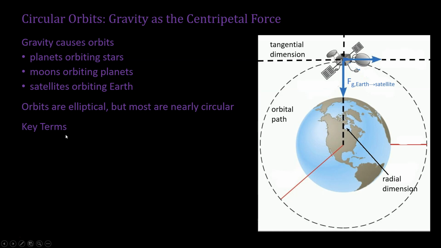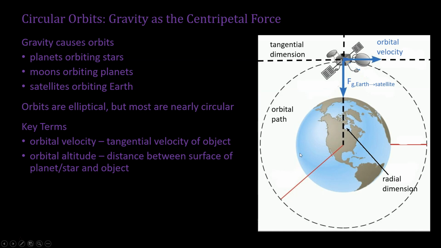Let's look at a few key terms and relate them to some of the key terms we've learned about circular motion and centripetal force. First, we have the orbital velocity, and it is the tangential velocity of the object because it's moving in the tangential dimension. Next, we have the orbital altitude. That's the distance between the surface of the planet or star and the object. In this case, the orbital altitude is the distance between the Earth's surface and the satellite.